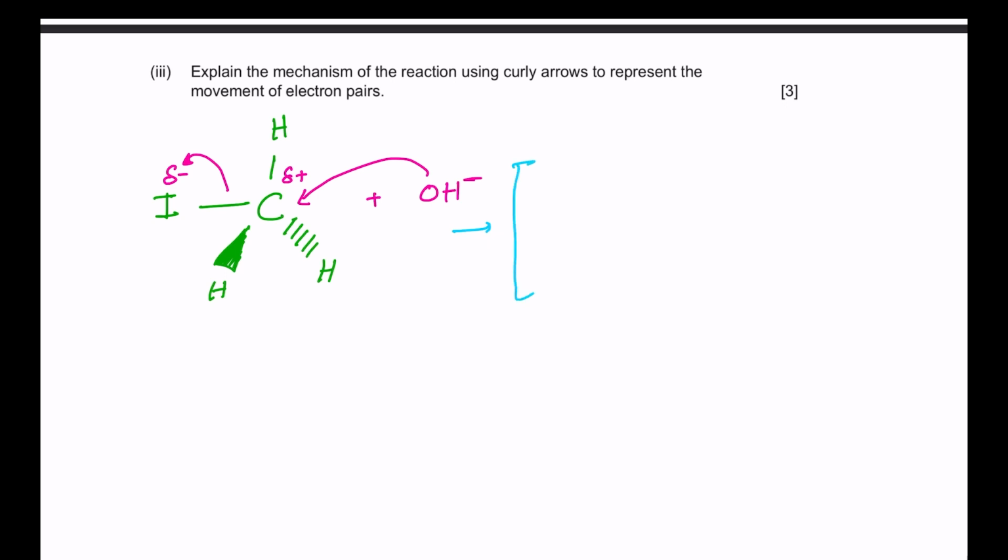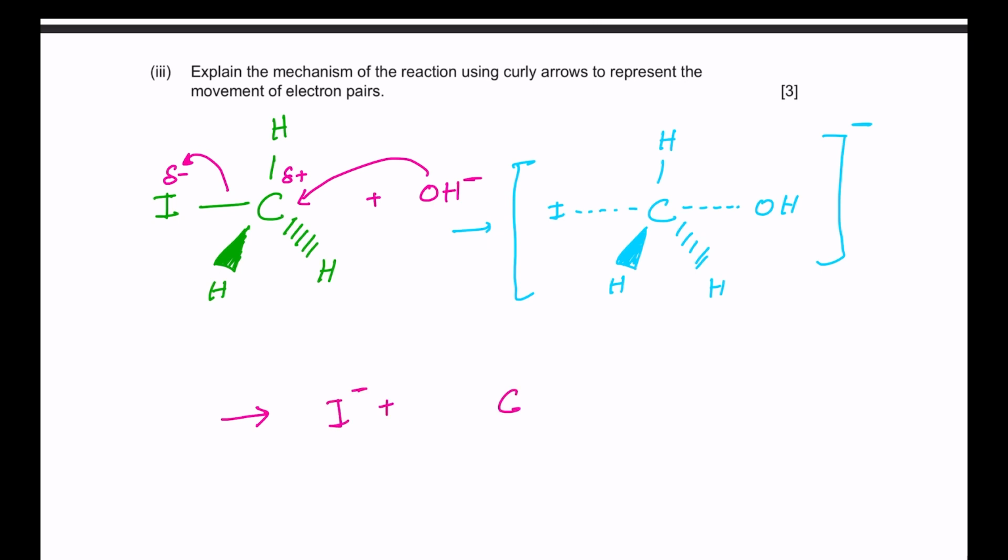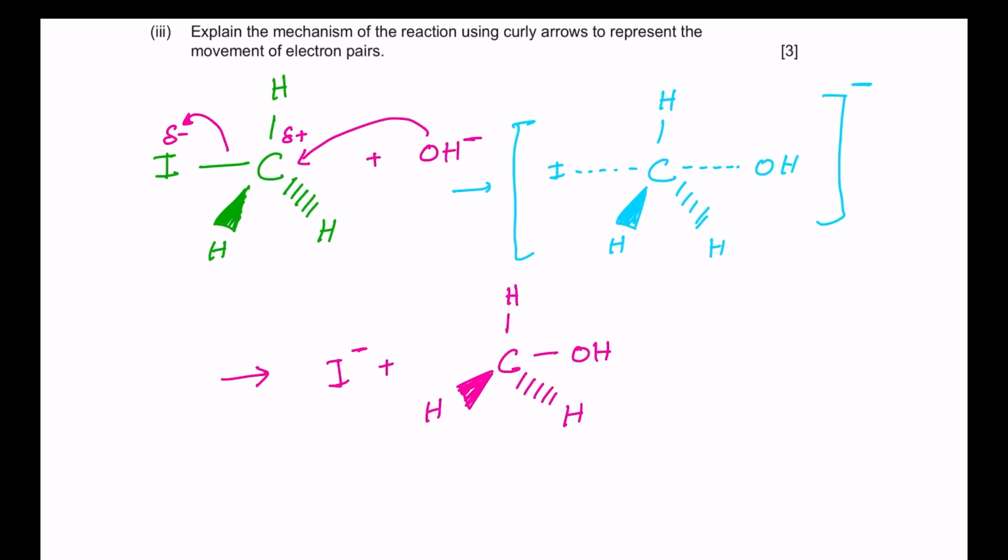As a result, firstly this intermediate will be formed, where a bond between carbon and OH is getting formed, while the bond between carbon and iodine is getting broken, and there will be a net negative charge on this compound. And finally, this iodine will leave as the bond breaks, and we will have a final structure like this one. So this is the entire mechanism.